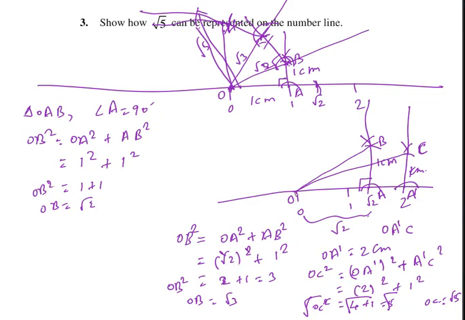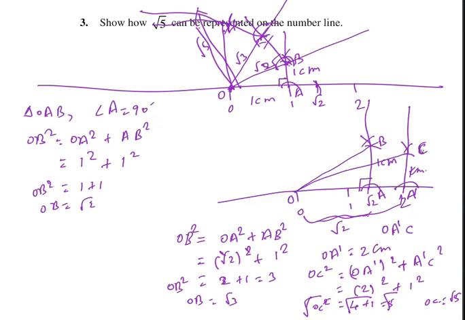If we take triangle OCA dash, in this triangle OA dash is 2 centimeter, from O to A dash. From A dash to C, this distance is 1 centimeter. So 2 square plus 1 square: 2 square becomes 4, 1 square becomes 1, and taking the square root, 4 plus 1 becomes 5. So OC is root 5.